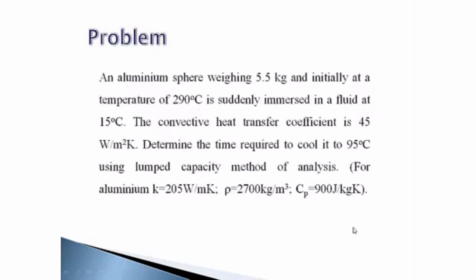An aluminium sphere weighing 5.5 kg and initially at a temperature of 290 degrees centigrade is suddenly immersed into a fluid at 15 degrees centigrade. The convective heat transfer coefficient is 45 watts per meter square Kelvin. You need to determine the time required to cool it to 95 degrees centigrade using lumped heat capacity analysis. The properties of aluminium are given as k equal to 205 watts per meter Kelvin, density 2700 kilogram per meter cube, and Cp 900 joules per kilogram Kelvin.